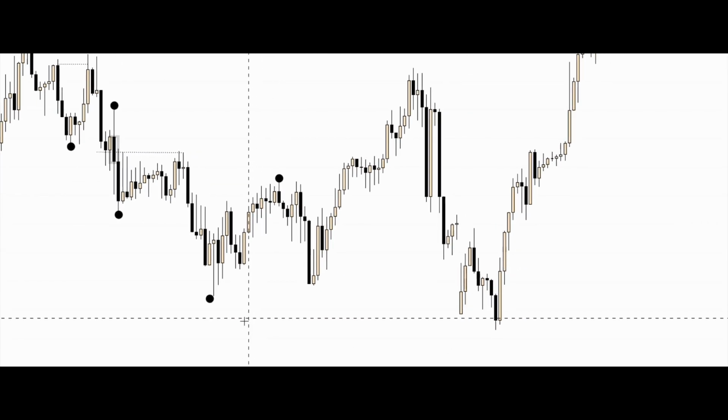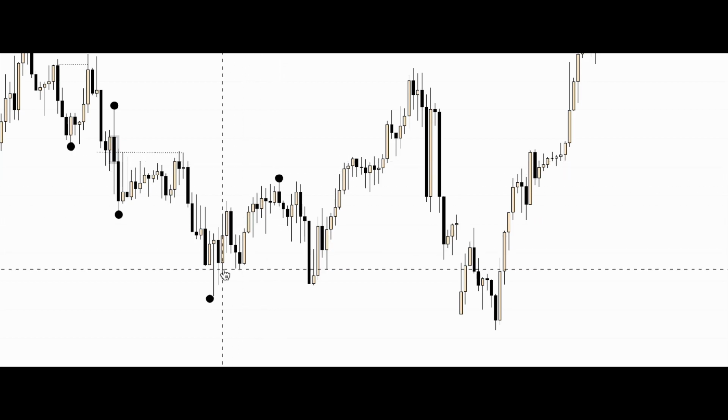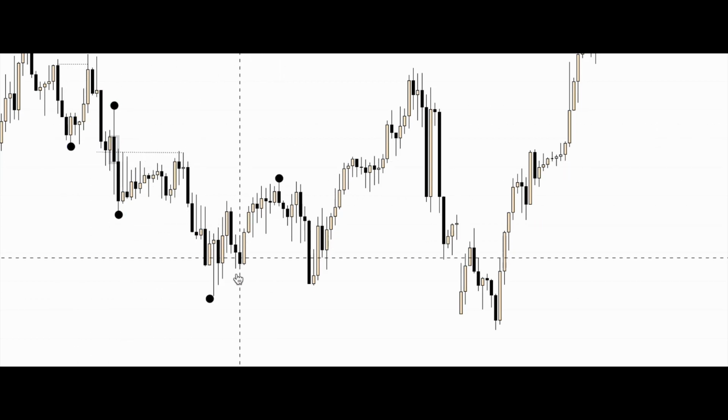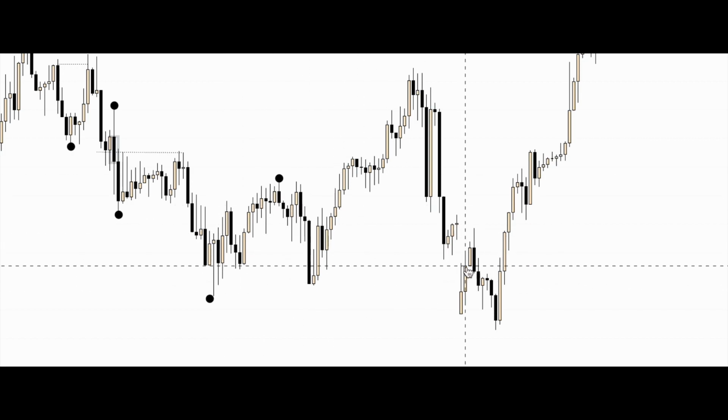And last but not least, price establishes our strong low, overall weak high. And this is crazy because this is actually in a bearish market. But this is understanding that price can literally do whatever it wants.